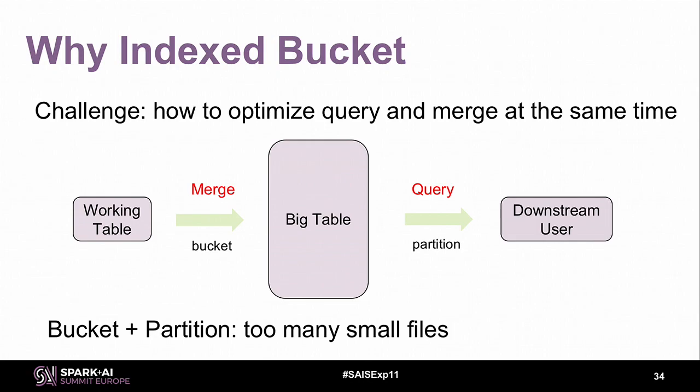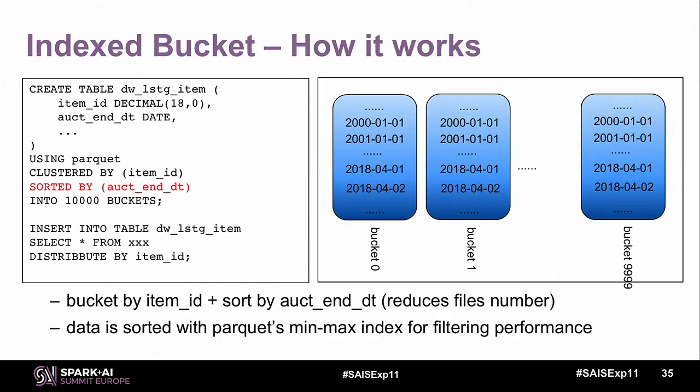Can we use bucket and partition together to get the advantage of both? Actually not. Spark jobs will generate too many small files. In our case, it even generates up to millions of small files. This is very bad for the name node. To solve this challenge, we introduced a new data layout named indexed bucket.